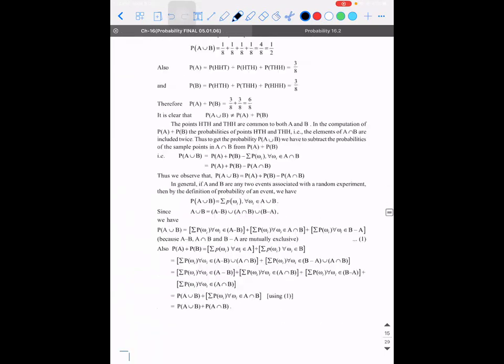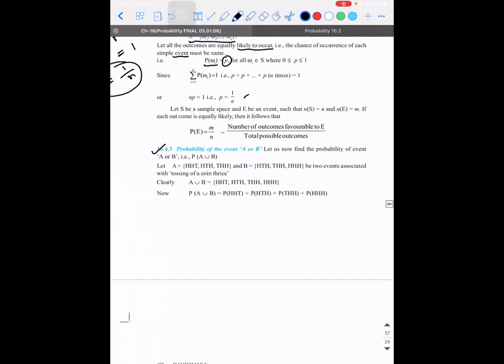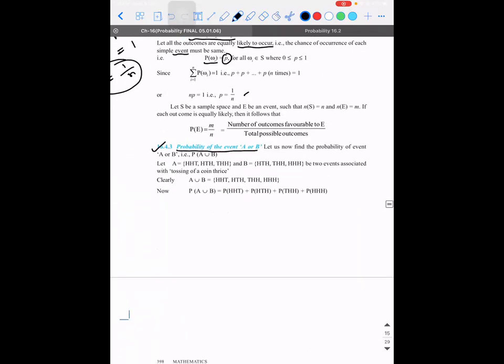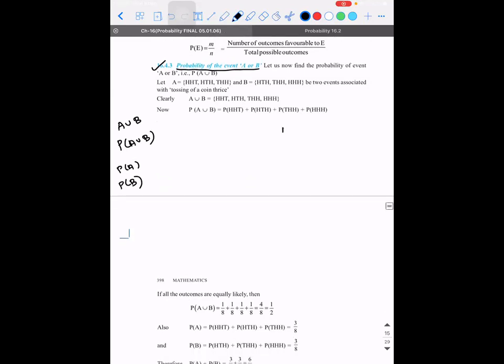So, suppose we want the probability of an event A or B. What do you mean by A or B? It is A union B. They're asking what is the probability of A union B. That is, if you know the probability of A and the probability of B, how will you be able to calculate the probability of A union B? I suggest everyone write it down. Okay.